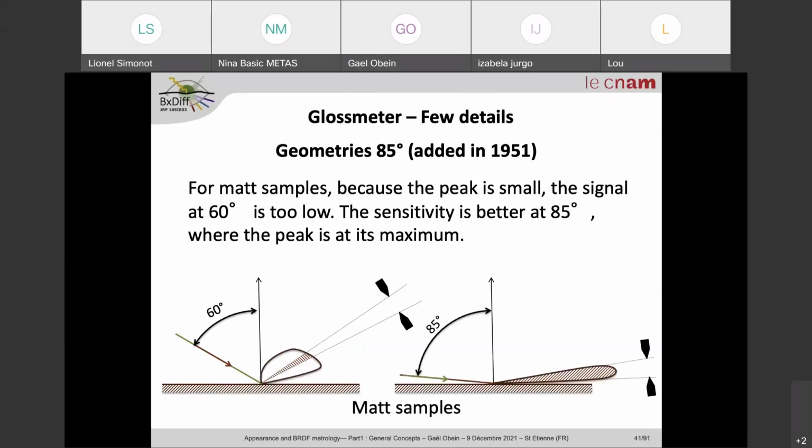A bit later, mainly the textile industry complained because they have very matte surfaces, so the measurement was not sensitive at all for them. So they asked for something better, and in the ISO, they put this configuration at 85 degrees. So 85 degrees is very grazing. But then even on a very matte surface, you get something. And this is the second geometry of the gloss meter.